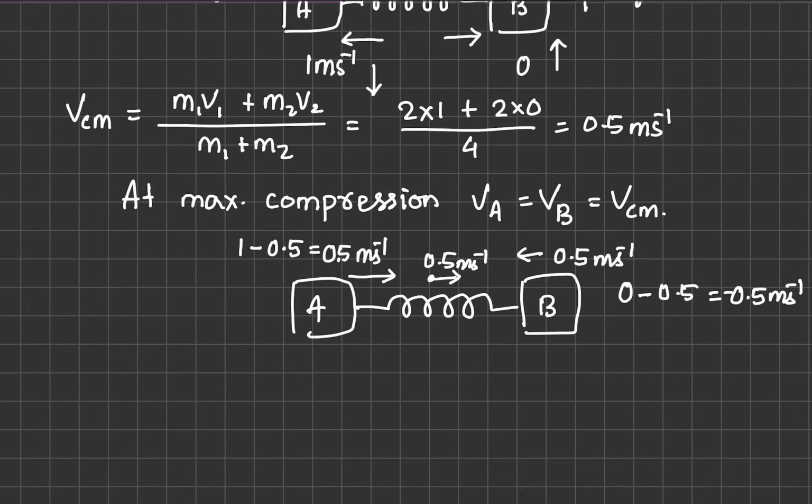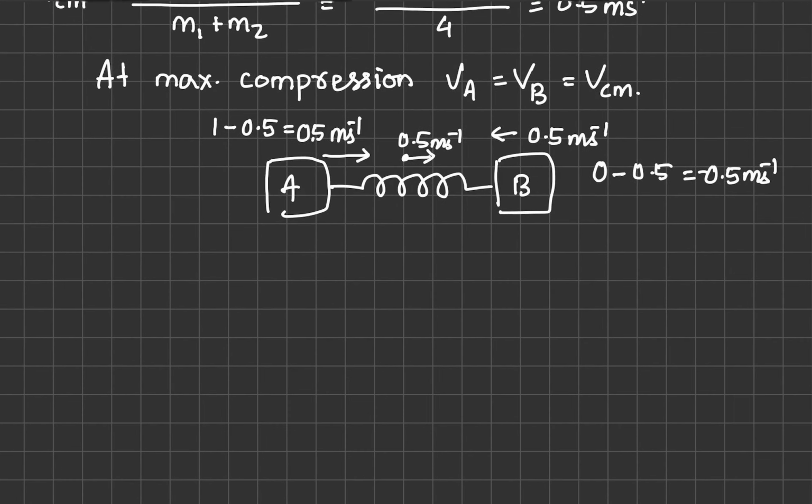Now, analyzing this system further, we can see initially both the blocks are moving with 0.5 meter per second towards each other. At maximum compression, both of the blocks will be momentarily at rest with respect to center of mass. So we can conserve energy with respect to center of mass as initial total energy with respect to center of mass equals final energy with respect to center of mass.